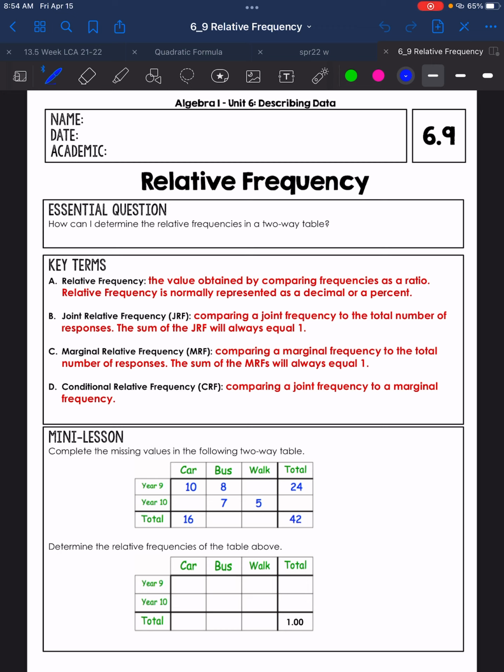For the key terms, you can pause the video in just a second and write down those terms, and then I will jump into the mini lesson. So go ahead and pause your screen and write down those key terms: relative frequency, joint relative frequency, marginal relative frequency, and conditional frequency.